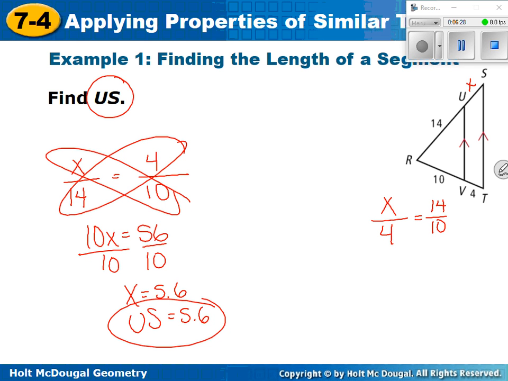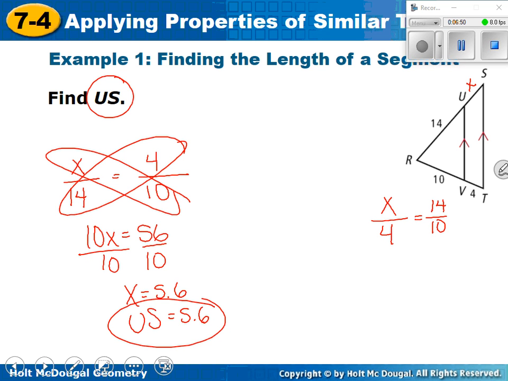First shortcut. If 2 lines are parallel in a triangle without separating them, we can say A over B equals C over D. Any questions on the first shortcut? Okay.